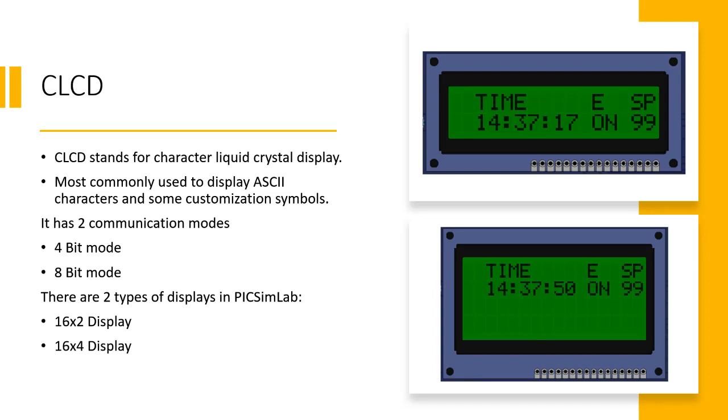CLCD stands for Character Liquid Crystal Display, which is most commonly used to display ASCII characters and some customization symbols. It has two communication modes, 4-bit and 8-bit mode. There are two types of display in PICsimLab that we can use, which are 16x2 display and 16x4 display.